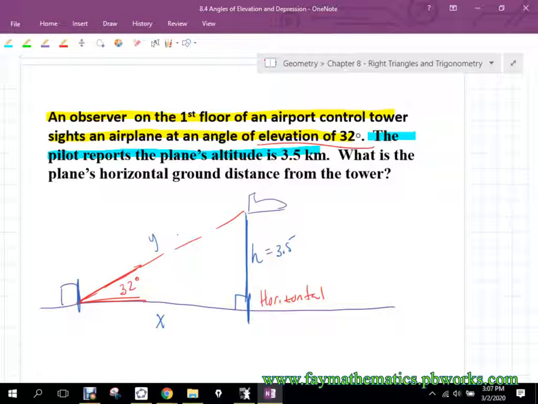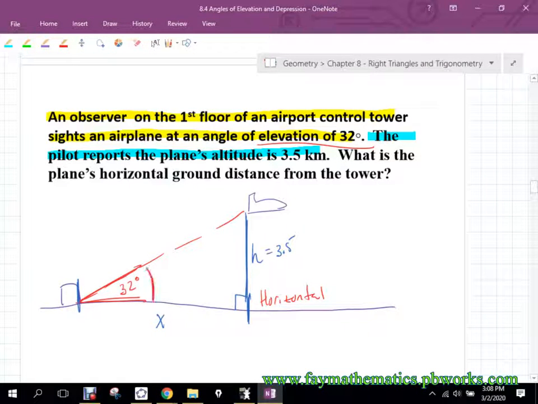Which one of those would you most appropriately identify as the ground distance, X or Y? X, okay? So when they say horizontal ground distance, they're looking for us to find X. If they just said, what is the distance between the person and the plane, that would be Y. Does that make sense? But because they add the adjectives horizontal ground distance, we know we're looking for X.